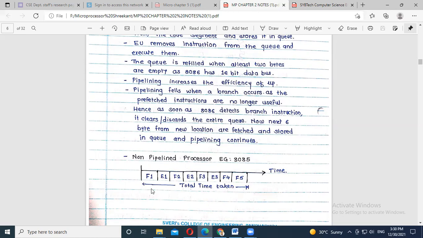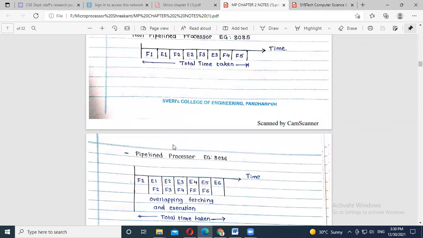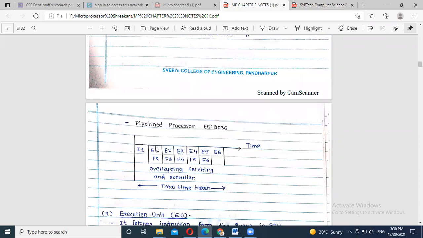Okay, so for that pipelining I will show you one small structure in the notes. First, a non-pipeline processor. The example of a non-pipeline processor is the 8085, and the 8086 is a pipeline processor. So this is a non-pipeline: there is only a single door, and every time the fetching happens one by one. But here, fetching and execution are parallel and overlapping. That is only possible in a pipeline processor.